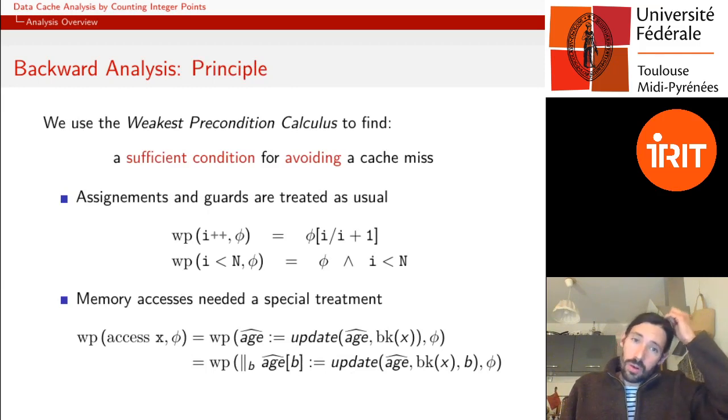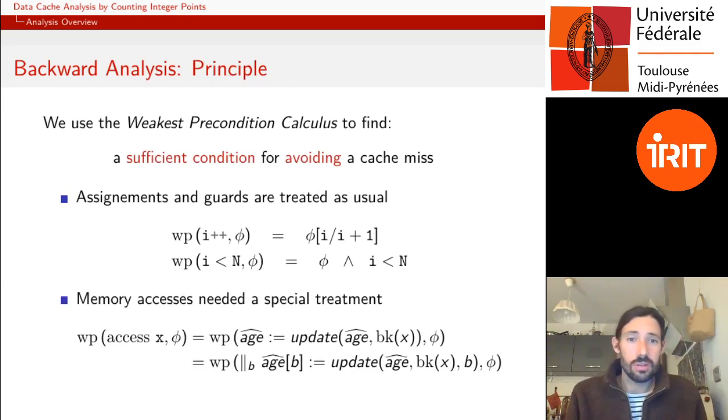The backward analysis we used is quite familiar to most of you. It was proposed by Dijkstra. For an assignment, you just replace the value in the formula by the new value. For a guard, you add a conjunct, which is the condition. What is not going to be straightforward, and what the paper details, is the treatment of memory accesses.